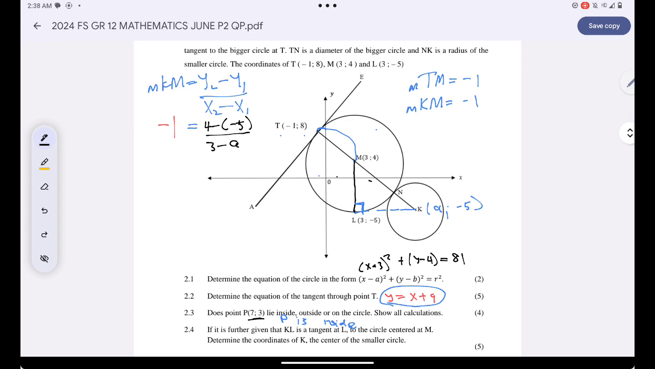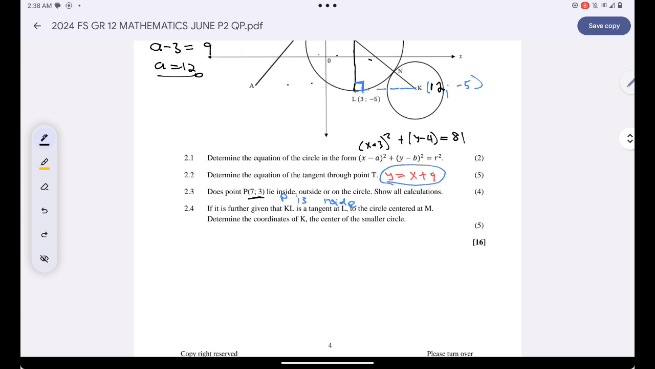Are we together? Then I'll cross multiply. I'll have positive a minus 3 is equal to 4 plus 5, which is 9. And then a will be equal to 12. It simply means that the x value there is 12. Alright, together. So the coordinates of K are simply (12, -5).